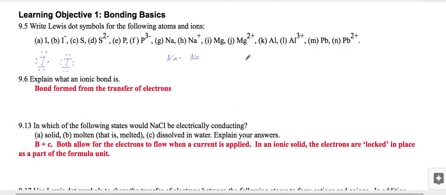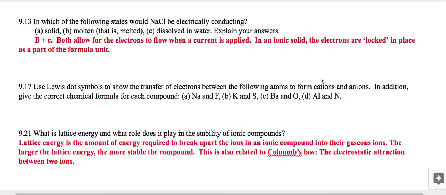We could do some others here. Magnesium. Let's do aluminum. 1, 2, 3, and aluminum with a positive 3 charge would look like that. So we have the different kinds of bonds. An ionic bond is formed from the transfer of electrons, where covalent bonds are the sharing of electrons. Number 13. We can start looking at some properties.